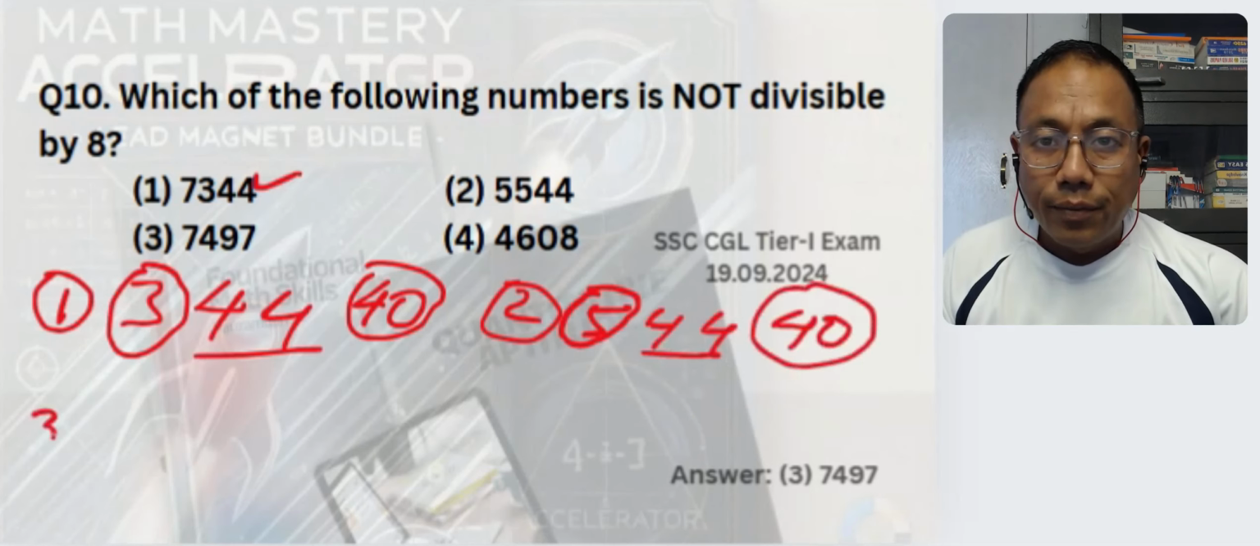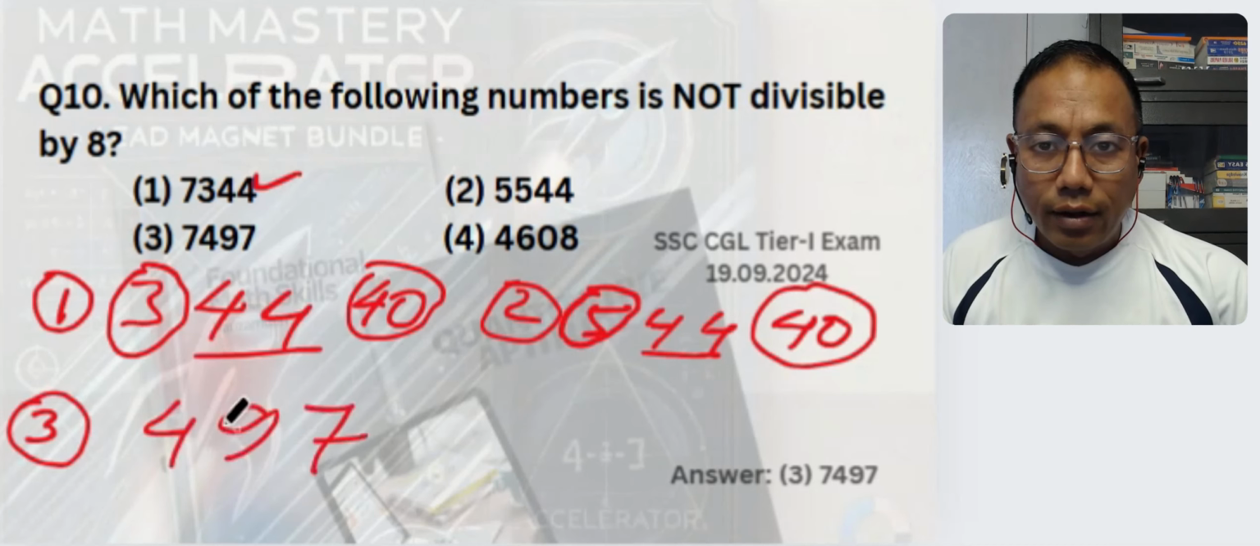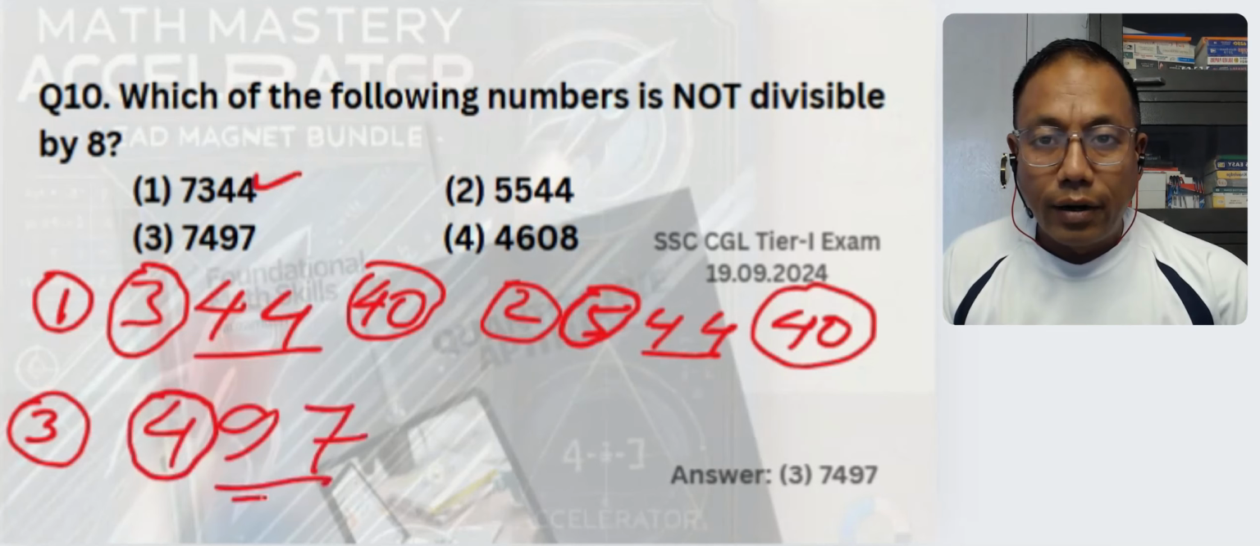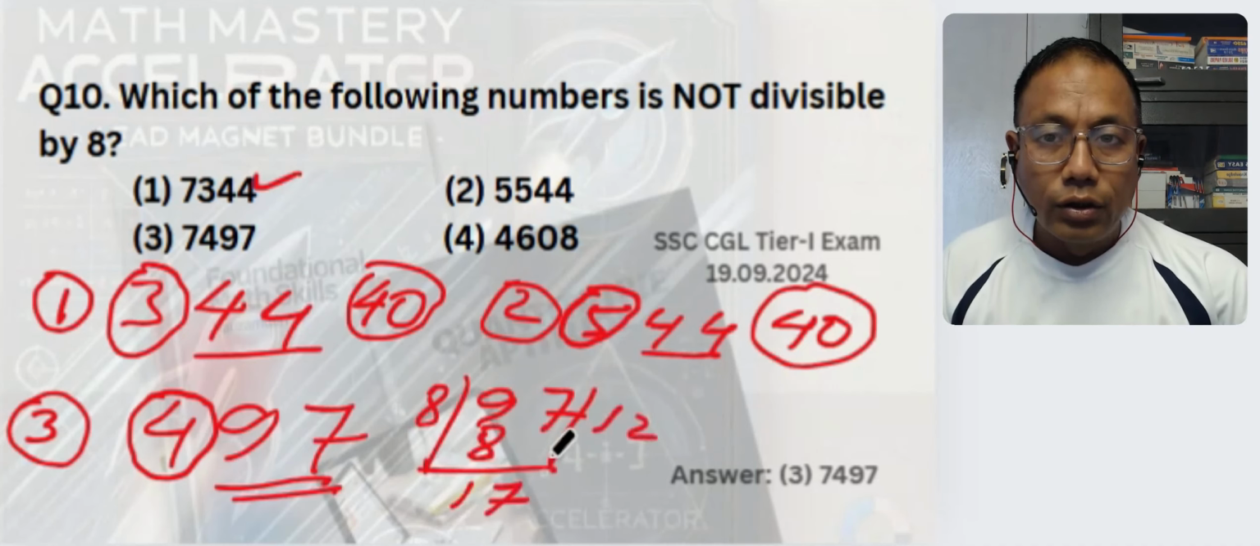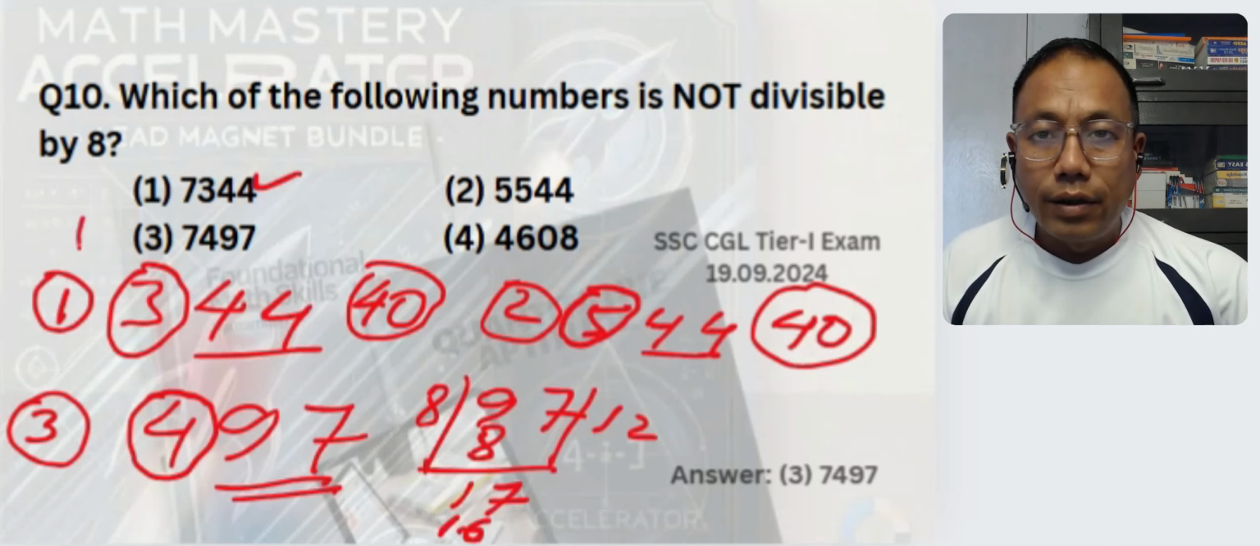Option 3, the last 3 digits are 4, 9, 7. Hundreds place is even. Check whether the last 2 digits are divisible by 8 or not, which is not divisible by 8, right? 97 divided by 8, 8 1s are 8. We have 1, 7. 8 2s are 16, which is not divisible by 8. Remainder is 1. Option 3 is the right answer.